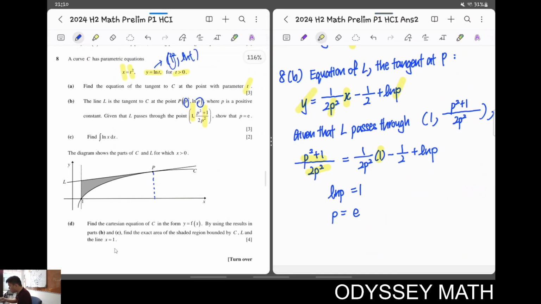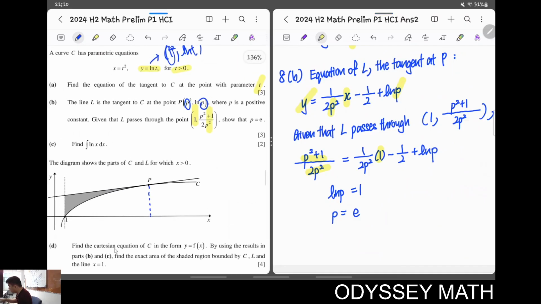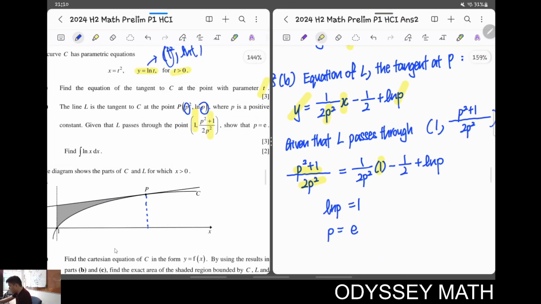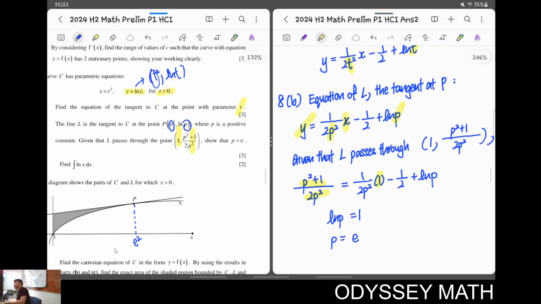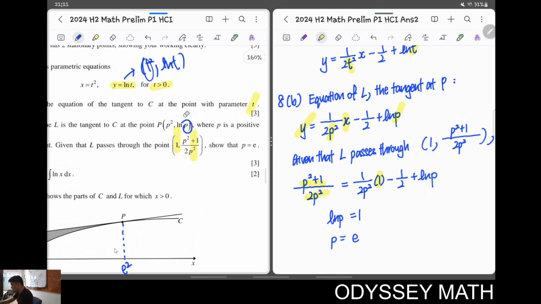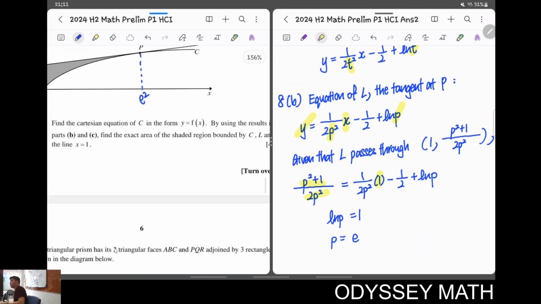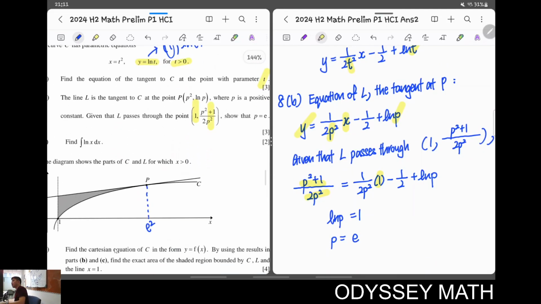So when you solve p equals e, where do you think this point P is? So p equals e, right? In a way, you can think about it this way. Your P here, the x coordinate will be e squared. Any questions so far? Because your p equals e. Understand or not? To be more specific, e squared. Can see? Okay, so now we have this.